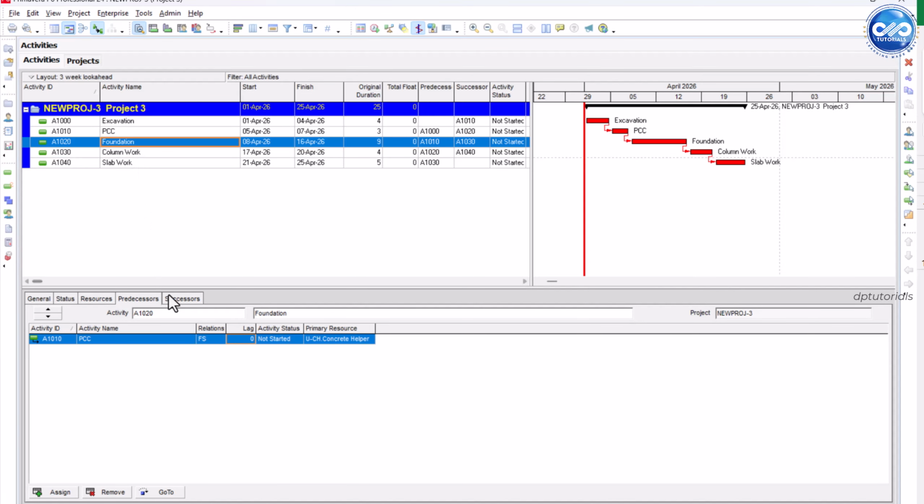Foundation to column equals FS. New: foundation to column equals SS plus 2 days. This is very powerful, but it increases execution risk.